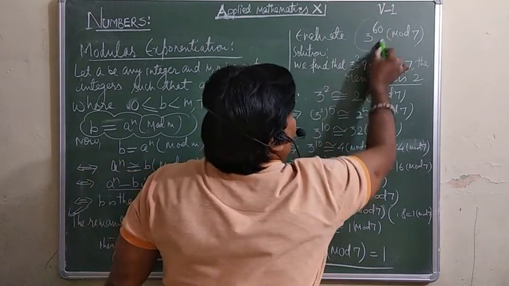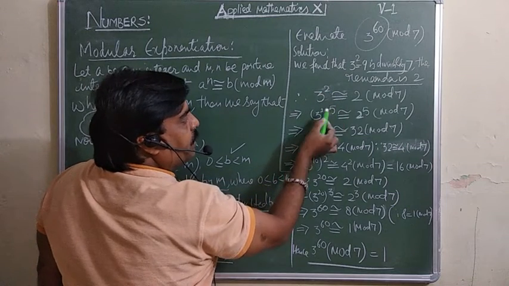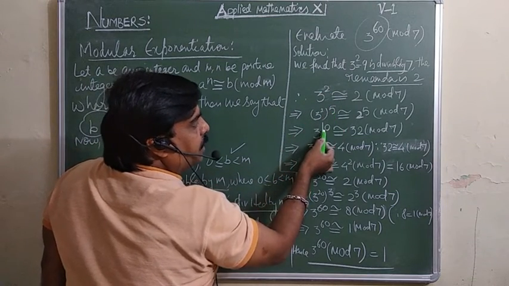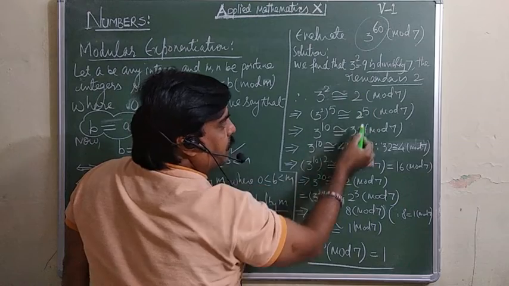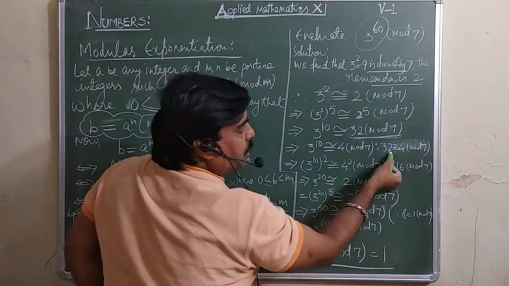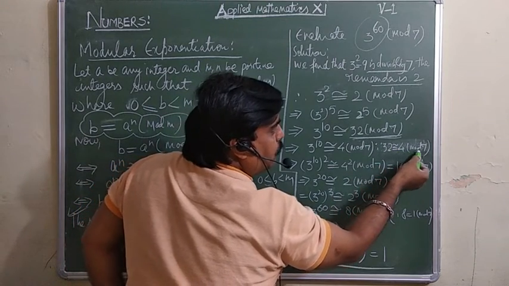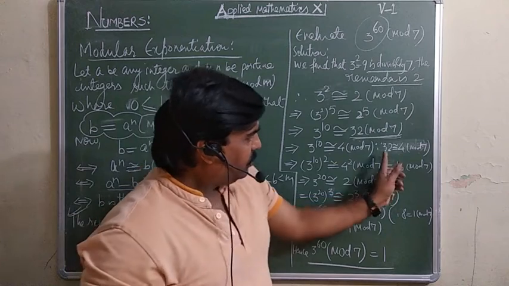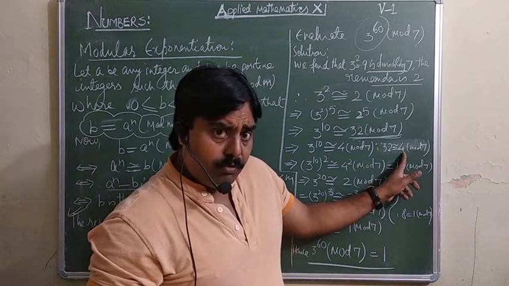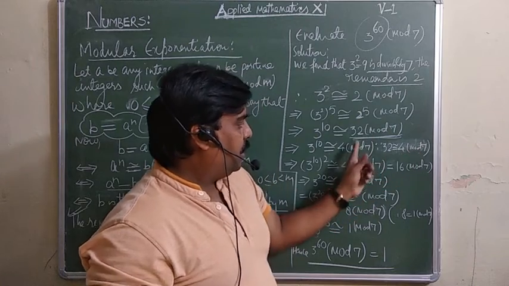But we need 3 raised to power 60. Here we have 3 raised to power 2, so first we take the fifth power. 3 raised to power 10 is 2 raised to power 5, that is 32. This 32 modulo 7 can be written as 32 congruent to 4 modulo 7, since 32 minus 4 is divisible by 7. So in place of this you can write 4 modulo 7.